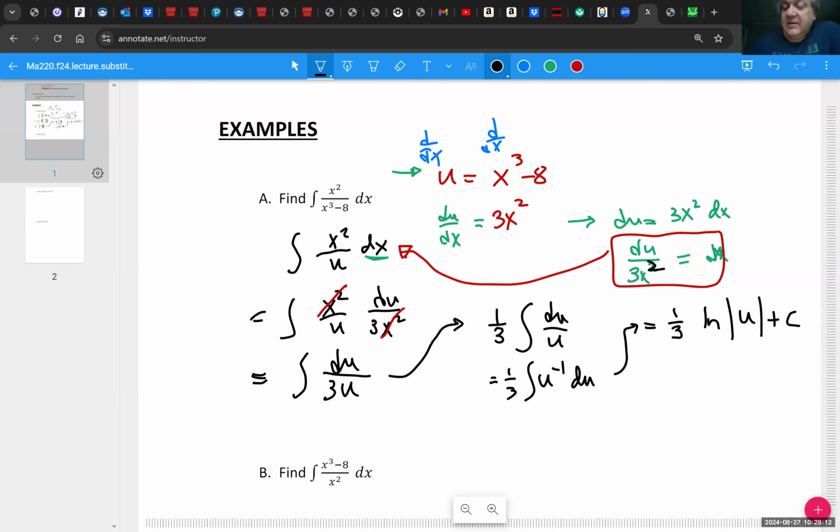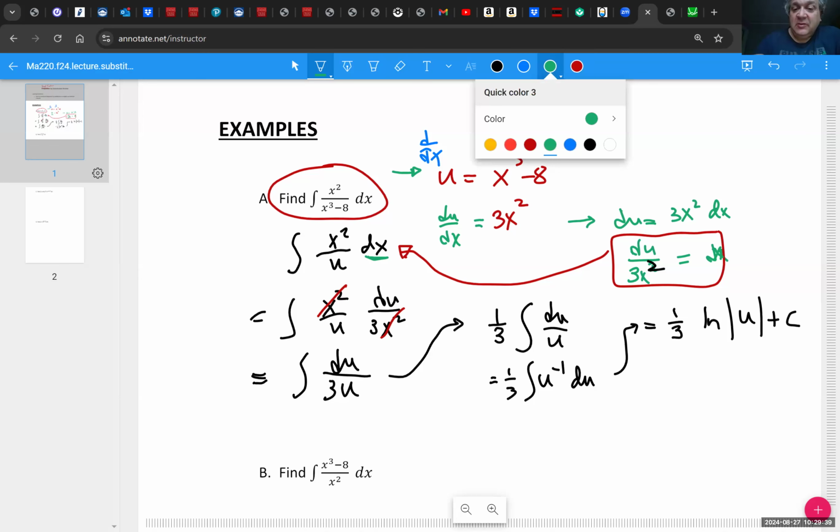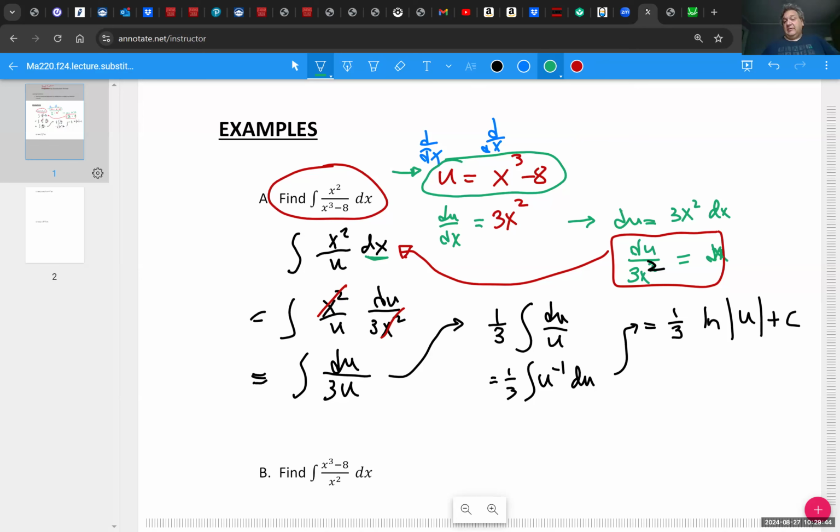Even though we did find the antiderivative using the formula, we have written our answer in a variable which wasn't part of the problem. The problem itself had no u's in it. u was our invention to help us simplify this thing. So to get the correct answer, you're going to have to put it back in terms of the variable that the problem was given in, which means you're going to have to put it back in terms of x. That's a lot easier than it sounds, because we know what u is equal to. We defined u as x cubed minus 8.